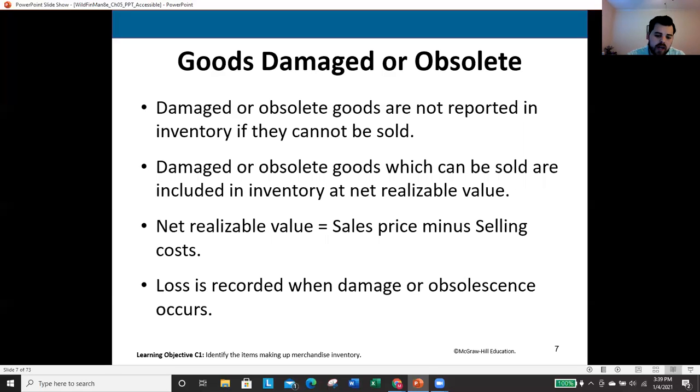The next thing we want to look at is, what do we do with goods that are damaged or obsolete? Damaged or obsolete goods will not be reported in inventory if they cannot be sold. So here's the deal. Imagine Apple, 10 or 12 years ago, whenever they first came out with the iPhone. At that time, an iPhone 1 was the hot ticket. Everyone wanted one. You couldn't get them. They were super expensive, all that stuff.